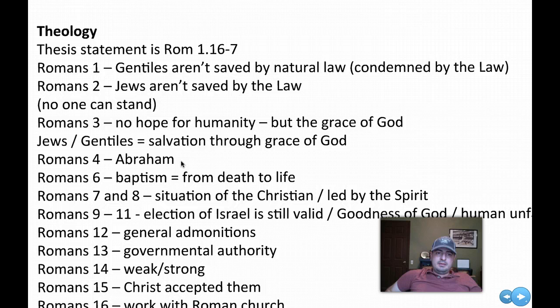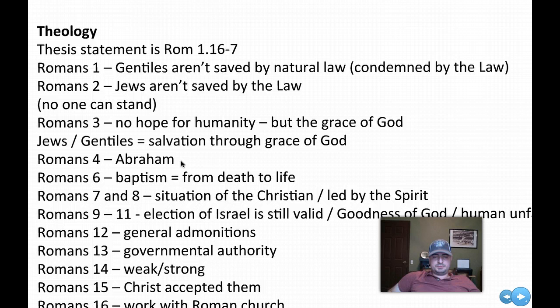But justification by faith is the idea that we are not saved by our works, but we are justified by believing in Jesus and in the God who sent Jesus. And because of this, we can be led by the Spirit and enjoy the grace of God.